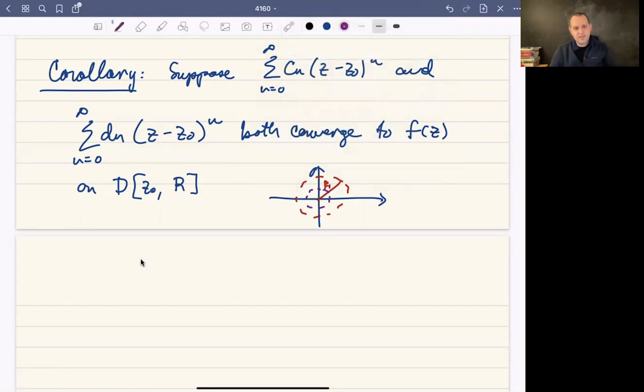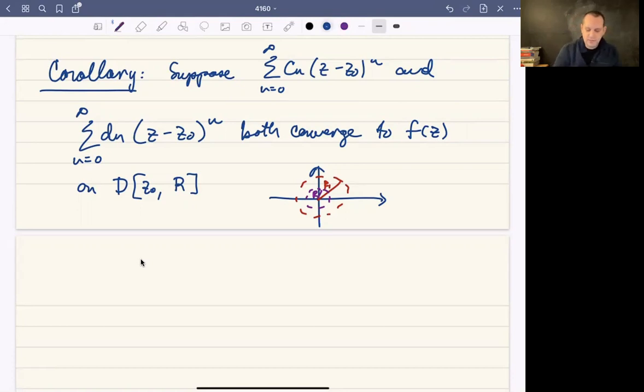But there's going to be some disk centered at z naught of some radius. Let's call that radius r. So r is going to be the minimum of the two radii of convergence of the original series. And so they're going to have this disk in common. If they both converge to this function f, they're going to both converge on this smaller disk.